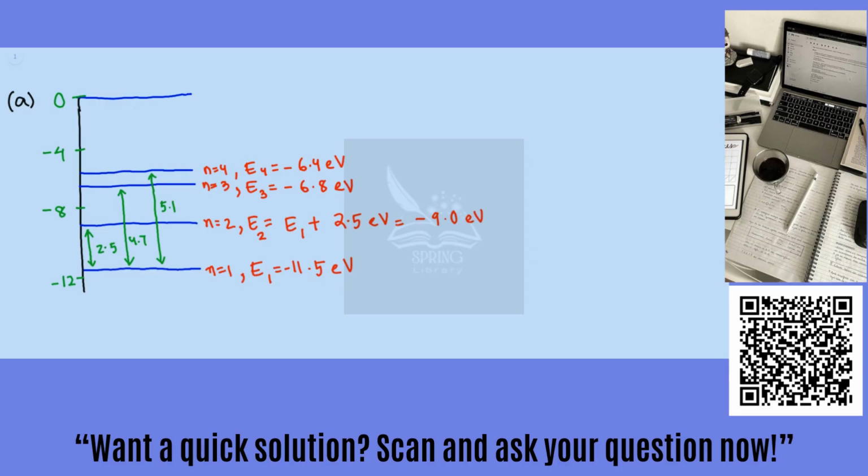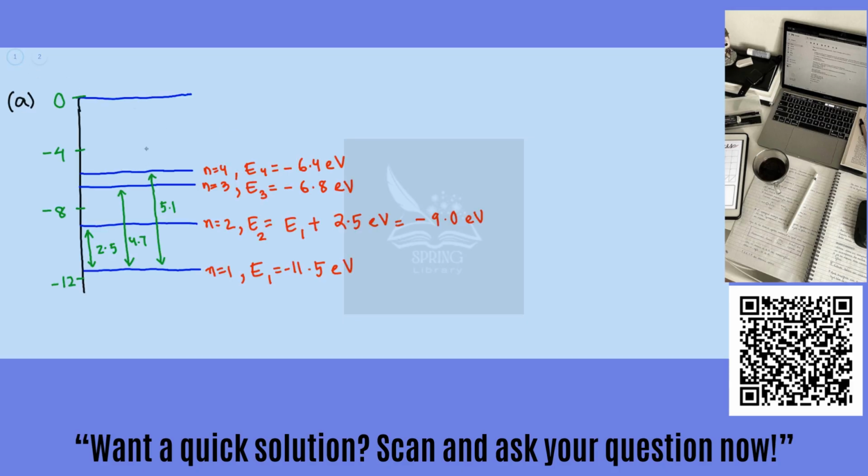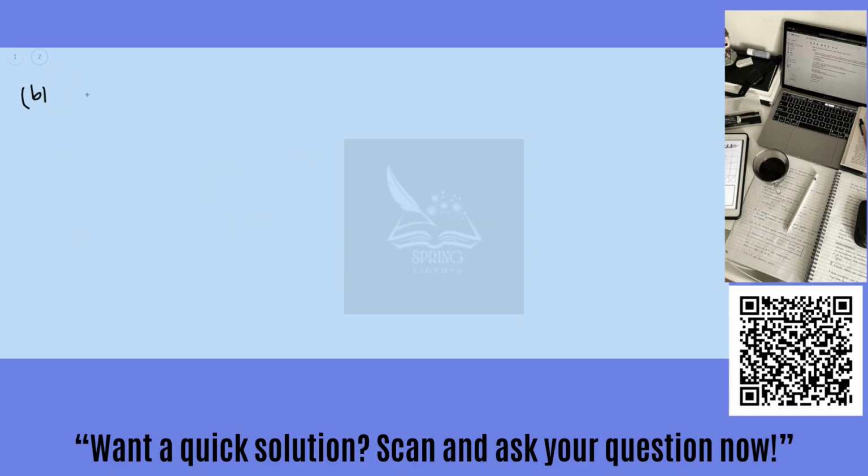Now for part B, we are given that a 5.1 electron volt photon is absorbed. So absorption of that 5.1 electron volt represents a transition from the ground state to the third excited state, as you can see. So the possible photon emission energies now can be found like this. They are as follows.